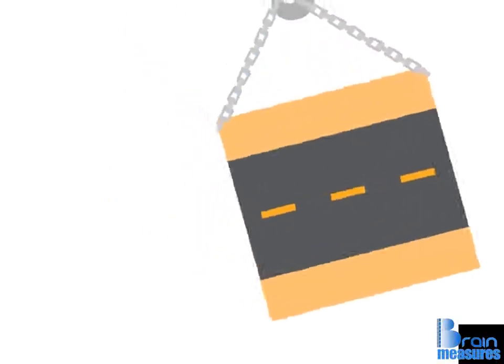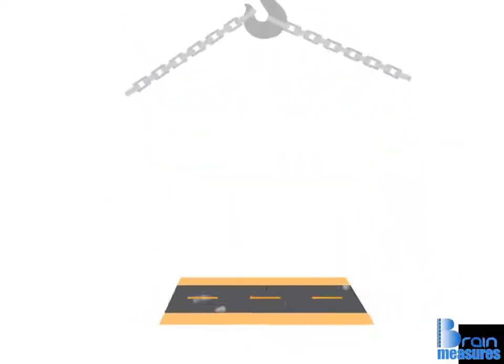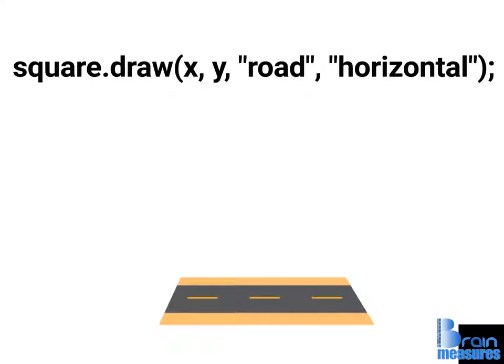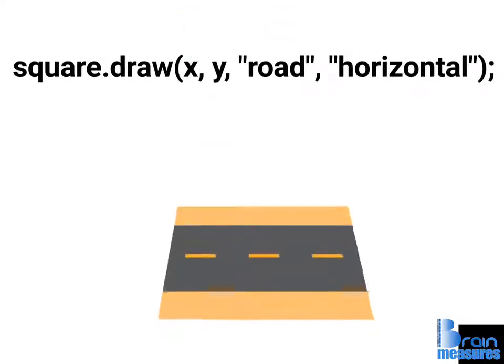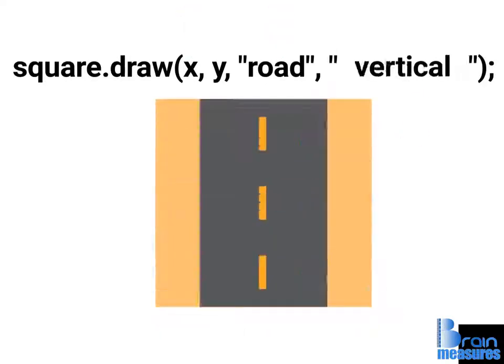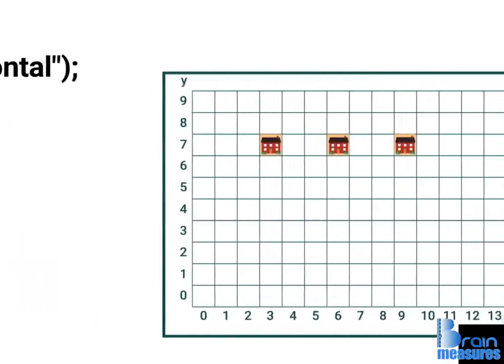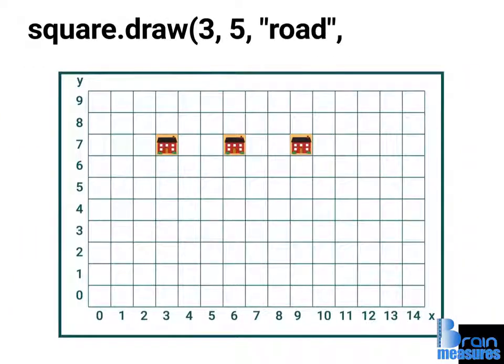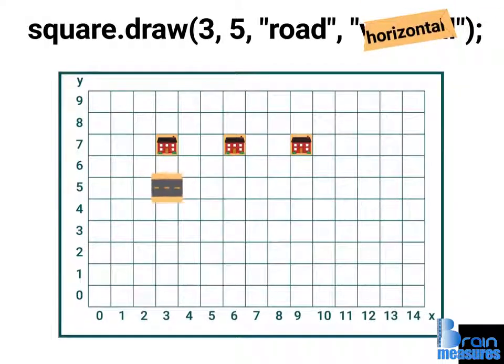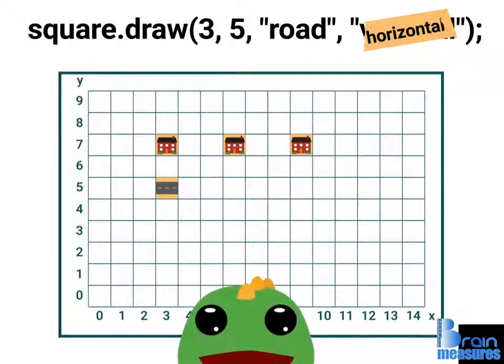The employees of Bit by Bit added a horizontal road to their plan. They did it by adding a fourth parameter to the square.draw instruction, which specifies a direction for each road. For example, using the square.draw instruction with the vertical parameter will create a vertical road, while using square.draw with the horizontal parameter will create a horizontal road.